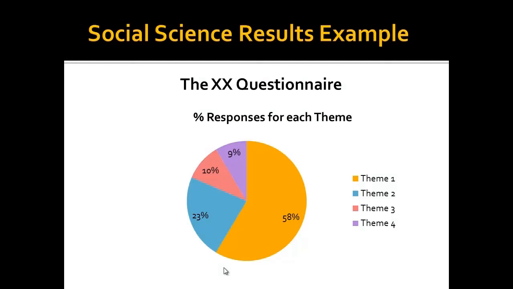Going back to a social science example of how you might represent your findings. Say I carried out the questionnaire that I was previously discussing, and I found out that responses were weighed heavier for one type of theme than for other themes. I might want to describe this in something like a pie chart, where I keep the colors consistent with the themes that I had described in my method section, but I make that into a pie chart showing the percentage of responses for each theme.